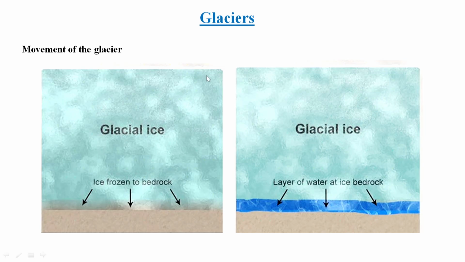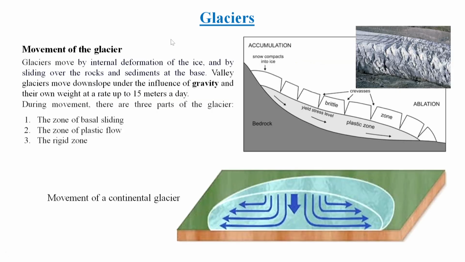Whenever there is a water layer, there will be a reduction in cohesion, and obviously a reduction in friction. After this, the glacial ice will be able to move from one position to another because of its very low cohesion and friction along the bottom part of the glacial ice.